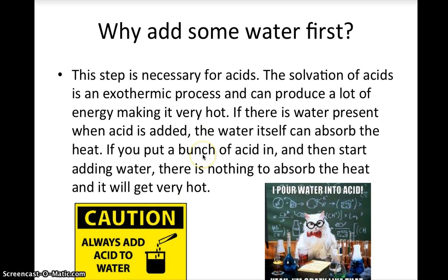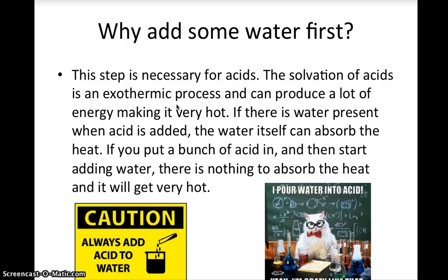So why add some water first before you add the acid? The solvation of acid, so when the acids hit the water and start to dissolve even more, even though they start out as aqueous, it's a very exothermic process. Exothermic means that it releases heat to the atmosphere. So it can produce a lot of energy and it can feel very hot, and that's pretty dangerous.